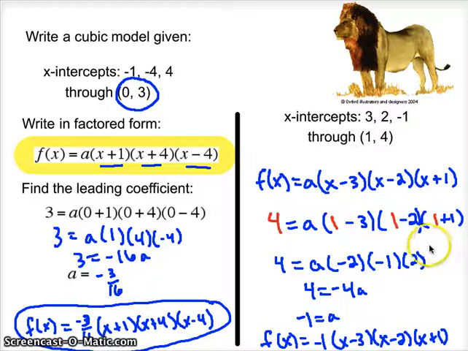I hope that helps you with modeling cubic functions. Again, it works for other models as well. It just depends on how many zeros or x-intercepts you have. Good luck, and I hope that turned what looked like very tough problems, real lions of a problem, into just tiny kitties and not so tough.